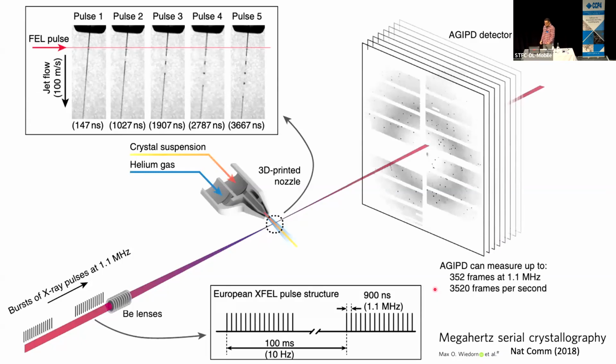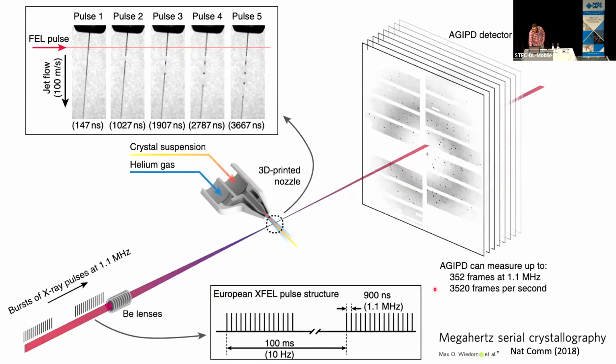Okay, and then the star of the show is the camera. This is the adaptive gain detector that they have at the European XFEL. It's really the limiting factor, because you can actually only read out 3.5 kilohertz, even though you have 10 times as many pulses. So right now the detector technology is limiting the throughput, but that's still a very high number of diffraction images a second.